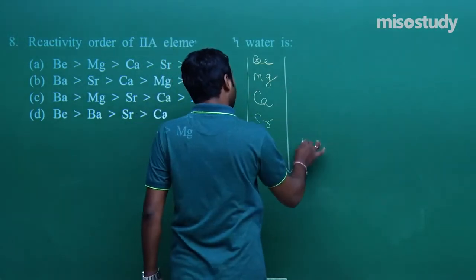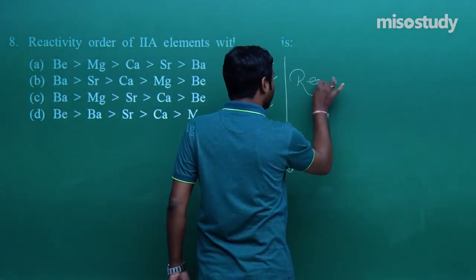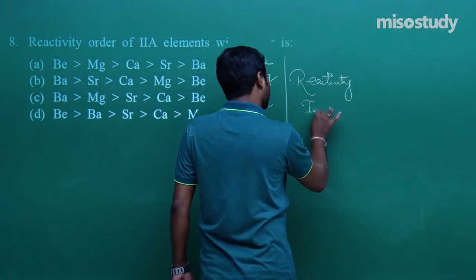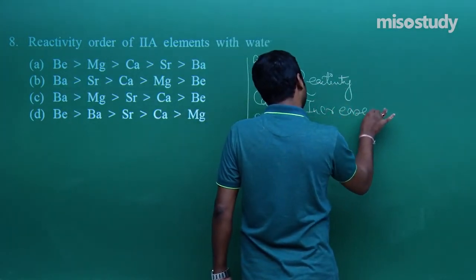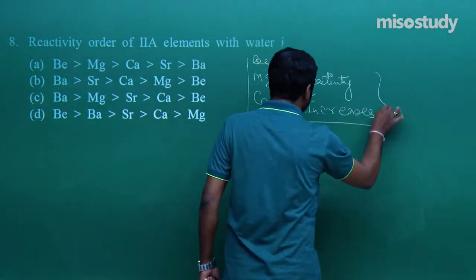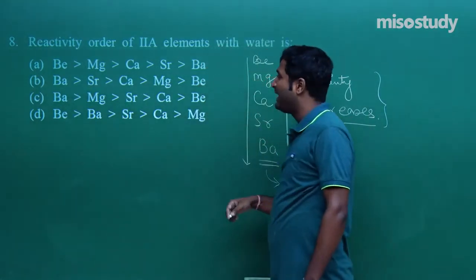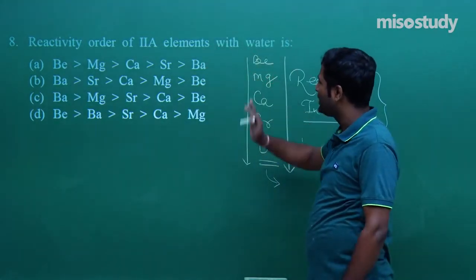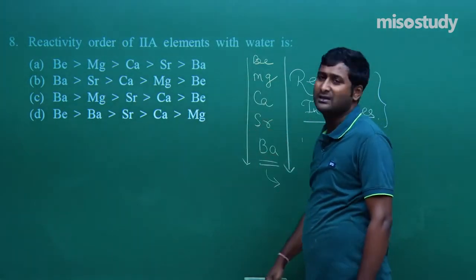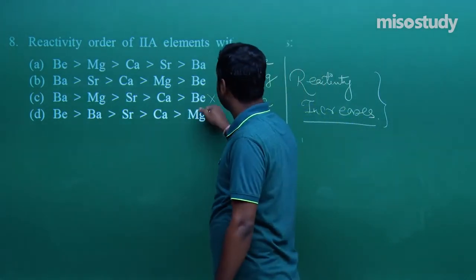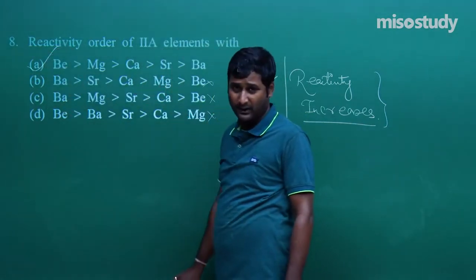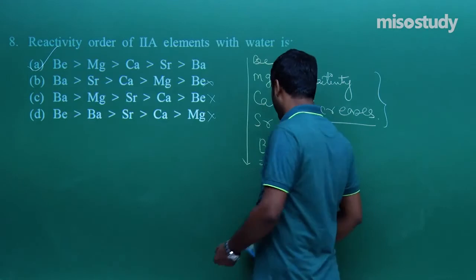That is, the reactivity order increases. So when we move down the group, we can say reactivity increases. So tell me, what is the order in this case? It's very simple. Beryllium, then magnesium, then calcium, then strontium, and then barium. So this one and this one are not correct. This is the correct option. Am I right?